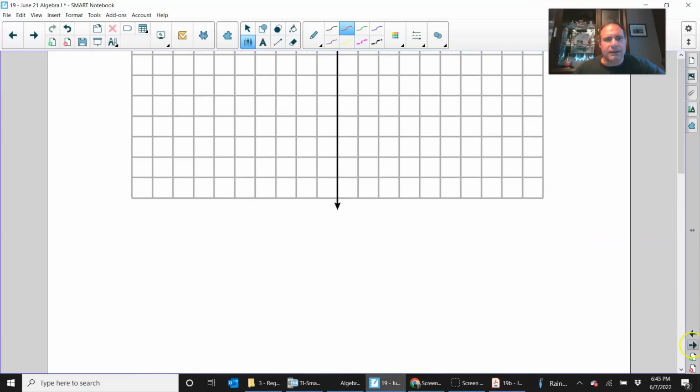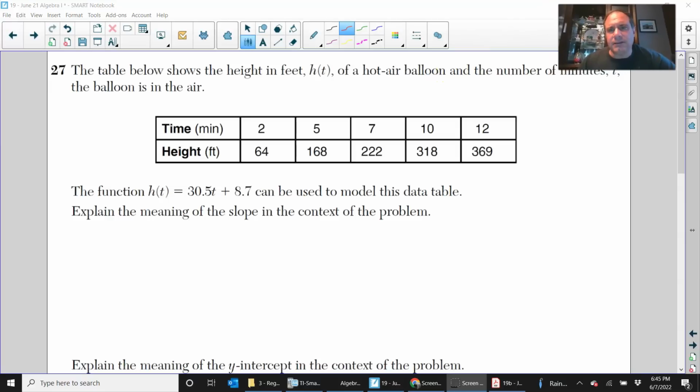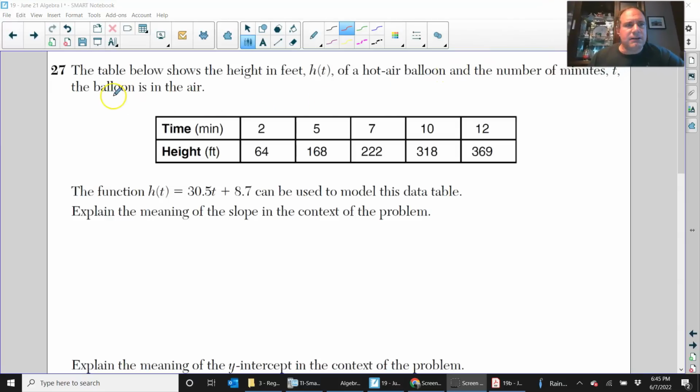All right. So for the next question, this says the table below shows the height in feet h of x of a hot air balloon in the number of minutes t that the balloon is in the air. The function h of t equals 30.5 t plus 8.7 can be used to model this table. They give you the function there. Explain the meaning of the slope in the context of the problem.